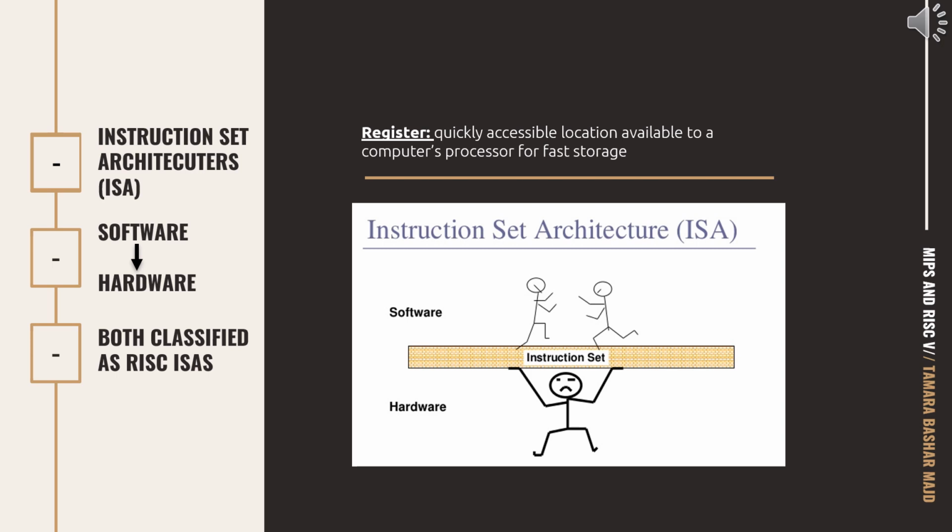Before explaining the different ISAs, it is important to explain what a register is. It's a quickly accessible location available to a computer's processor for fast storage. It is used for frequently accessed data. Instead of having to access data in memory all the time, we load once from memory to register and use it as much as we need in the processor, then return the output into memory.